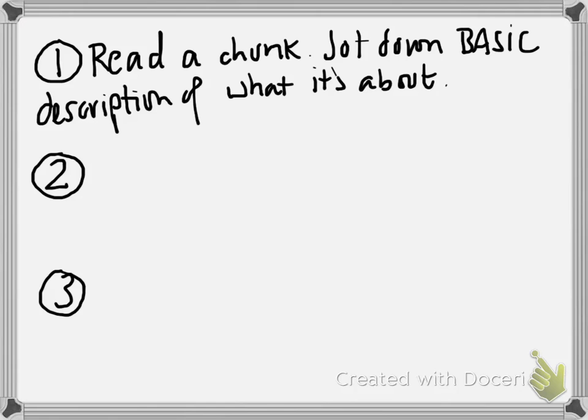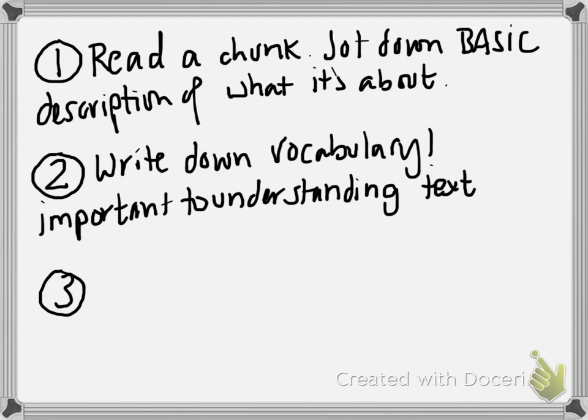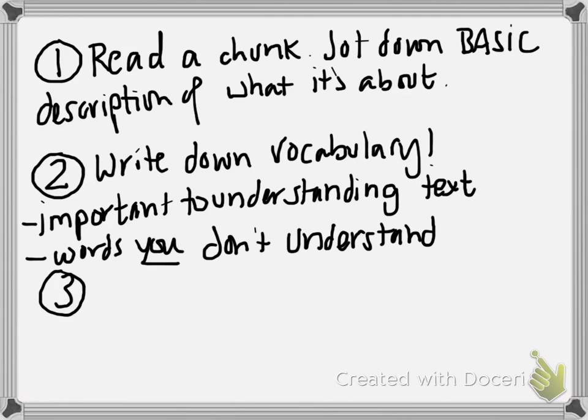Then you're going to look at some vocabulary. You're going to record words that you feel are important to understanding the text, as well as any words that you don't understand or you're not sure how they're being used. Now, the words that you don't understand may not all be science words. That's perfectly okay. If it's something that's being used but you don't understand what it means in the context that you're seeing it, you need to write it down.